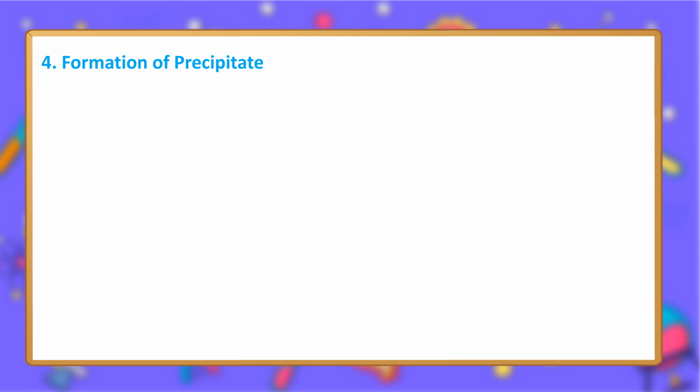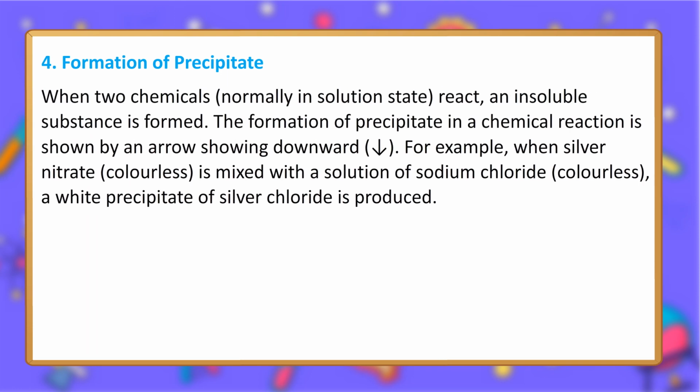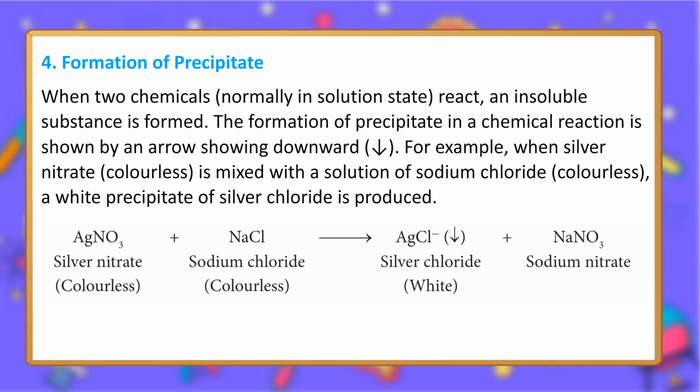Formation of precipitate. When two chemicals, normally in solution state, react, an insoluble substance is formed. The formation of precipitate in a chemical reaction is shown by a downward arrow. For example, when silver nitrate, colorless, is mixed with a solution of sodium chloride, colorless, a white precipitate of silver chloride is produced. AgNO3 plus NaCl.